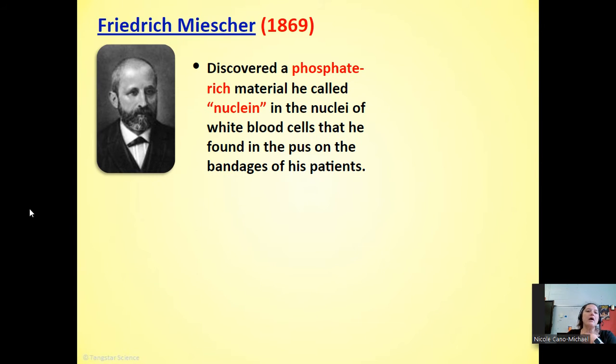So what Miescher does is he discovers a phosphate-rich material, which he calls nuclein, in 1869. And he finds this in the nuclei of white blood cells that he found, I know, disgusting, on the pus bandages of his patients. So he concluded that it must be present in cells.